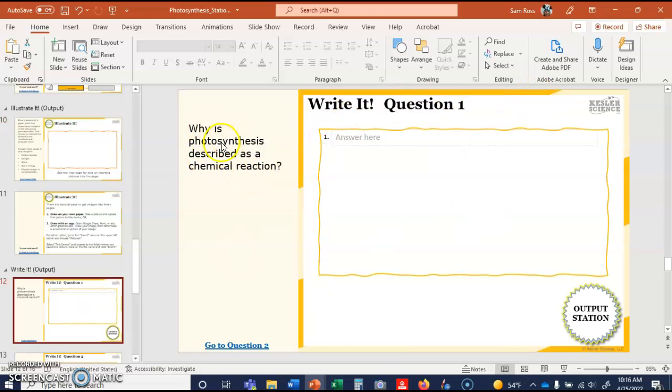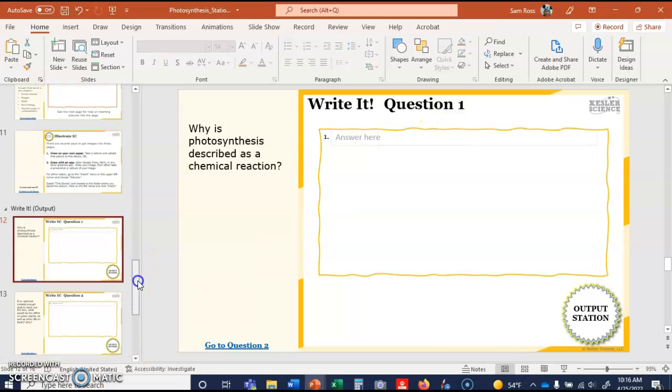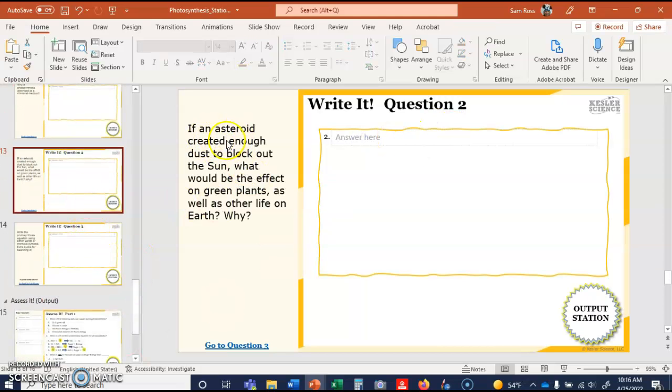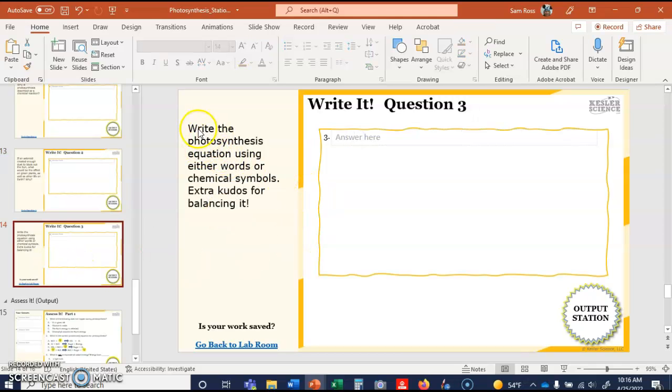Then you have your write it station. Why is photosynthesis described as a chemical reaction? And you'll answer over here. If an asteroid created enough dust to block out the sun, what would be the effect on green plants as well as other earth life and why? You'll answer here. And the last write it question, write the photosynthesis equation using other words or symbols.